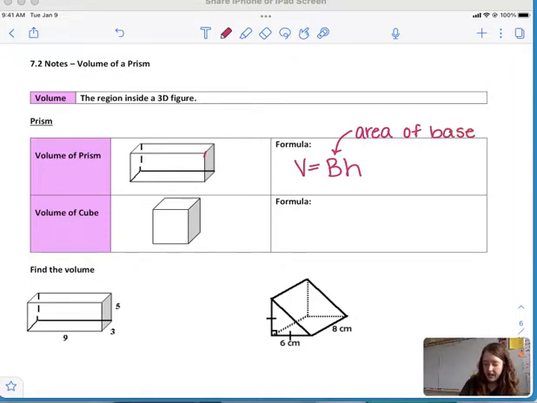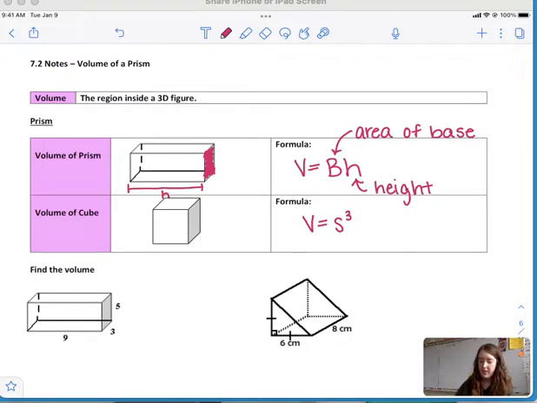So over here, if we decided this rectangle was going to be our base, remember the distance between our two bases is going to be our height. Now for a cube, it's a little bit more special because all the sides are the same, right? So here's a cube, so his volume is going to be that side length cubed.